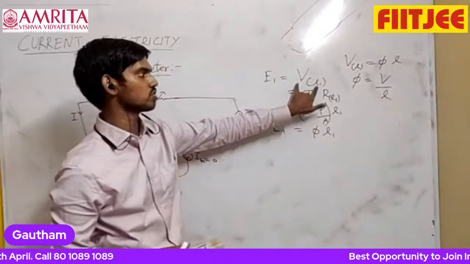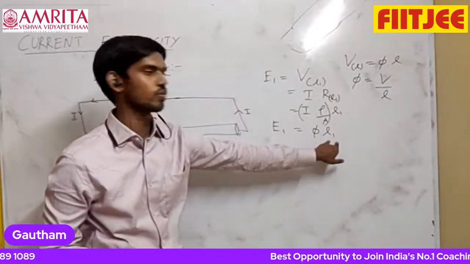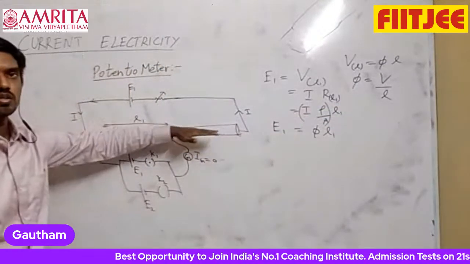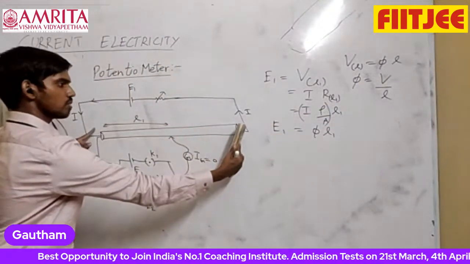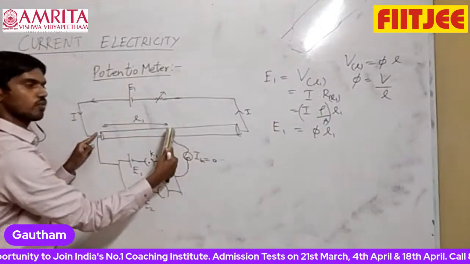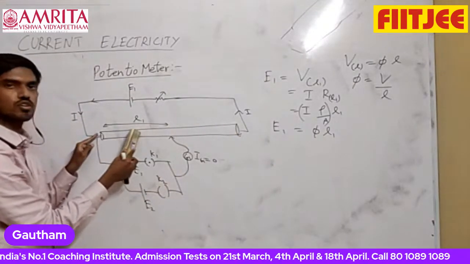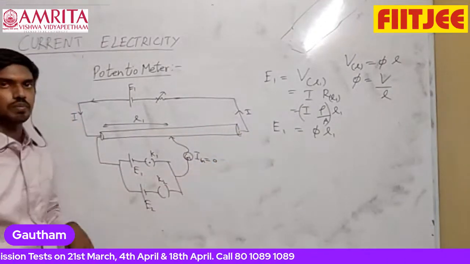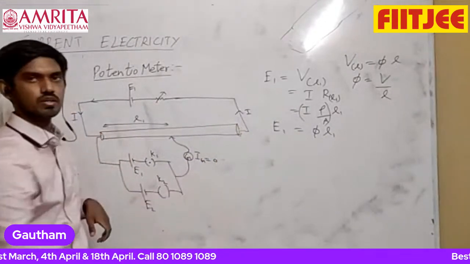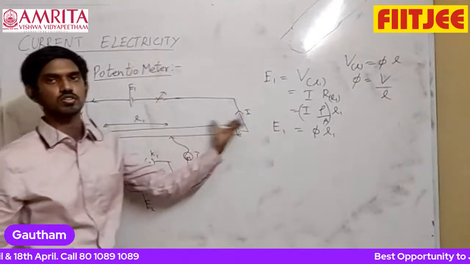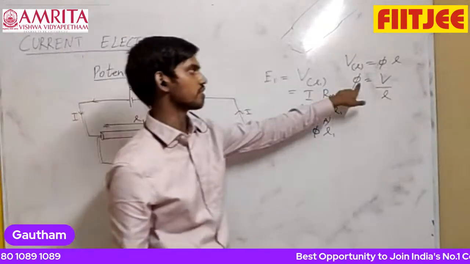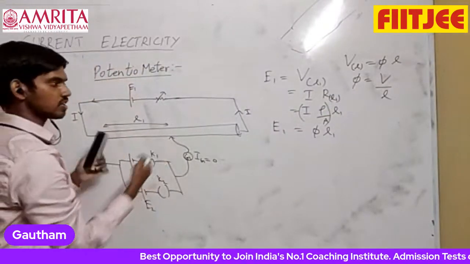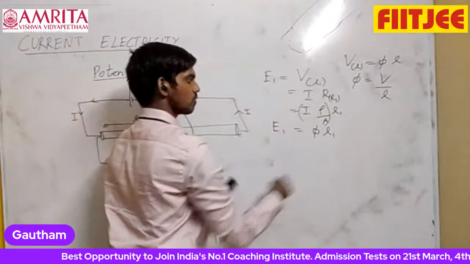Potential drop across length L1 is some constant phi into L1. That constant is the potential gradient of the wire. Because across the full wire, maybe some 10 volt is dropping. So half the wire, 5 volts will be dropped. Quarter of the wire, 2.5 volt will be dropped. So 10 volt divided by 1 meter, if it's 1 meter, that is the potential drop across the wire. So potential drop across the wire is constant. That constant is phi. So we can write potential for length L1 as phi into L1.